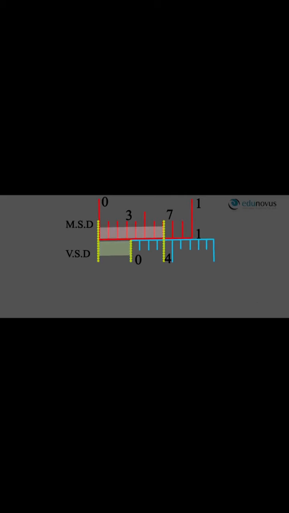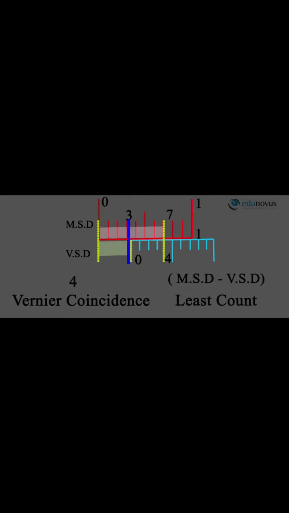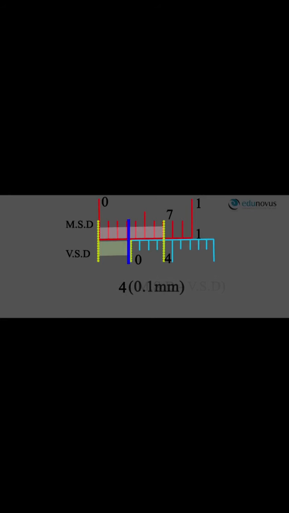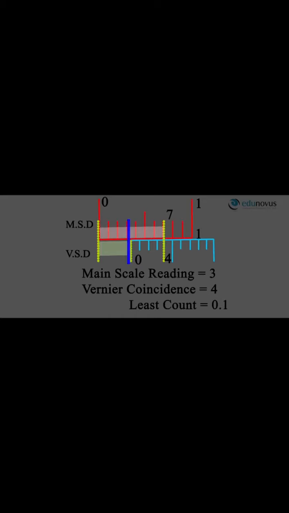Now, this portion is the extra portion between the 3 main scale division and the 0 of the vernier scale, which would be measured by the vernier scale and is nothing but 4 into main scale division minus vernier scale division. 4 is the vernier coincidence. Main scale division minus vernier scale division is the least count or the vernier constant as calculated before. It is 0.1 mm. 4 into 0.1 is equal to 0.4 mm. Thus, the length is 3 plus 0.4, which is 3.4 mm.